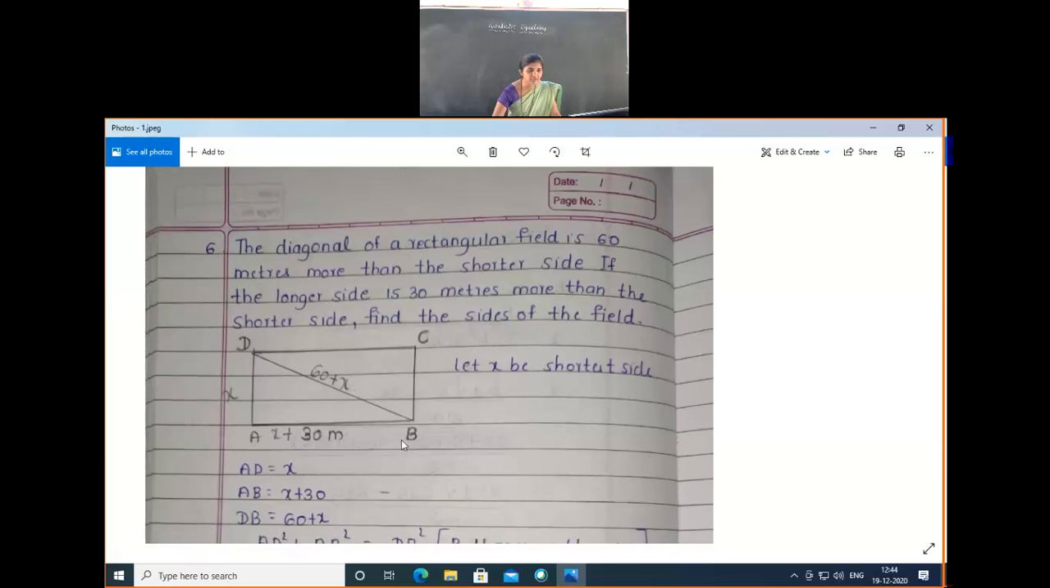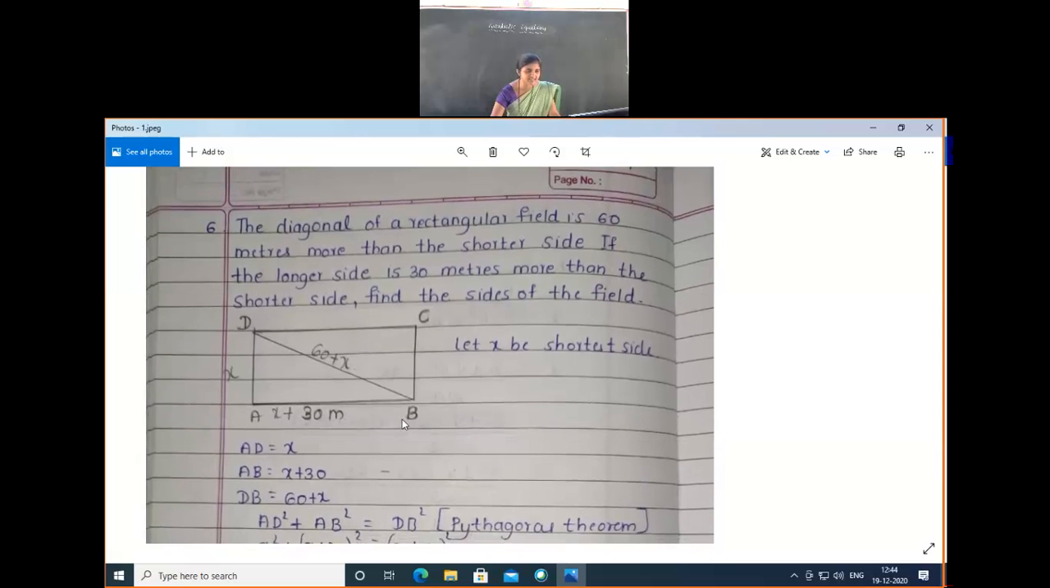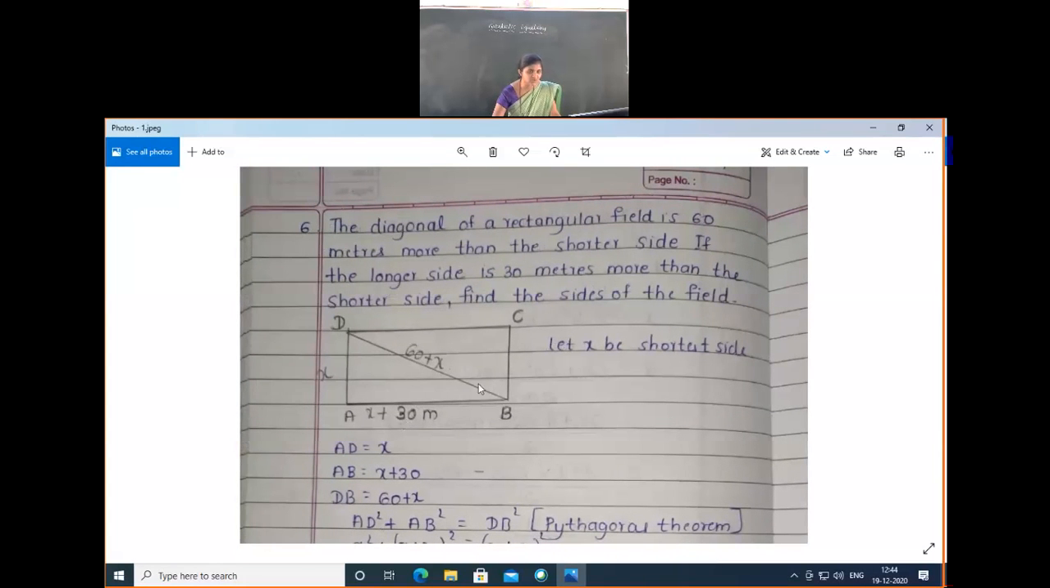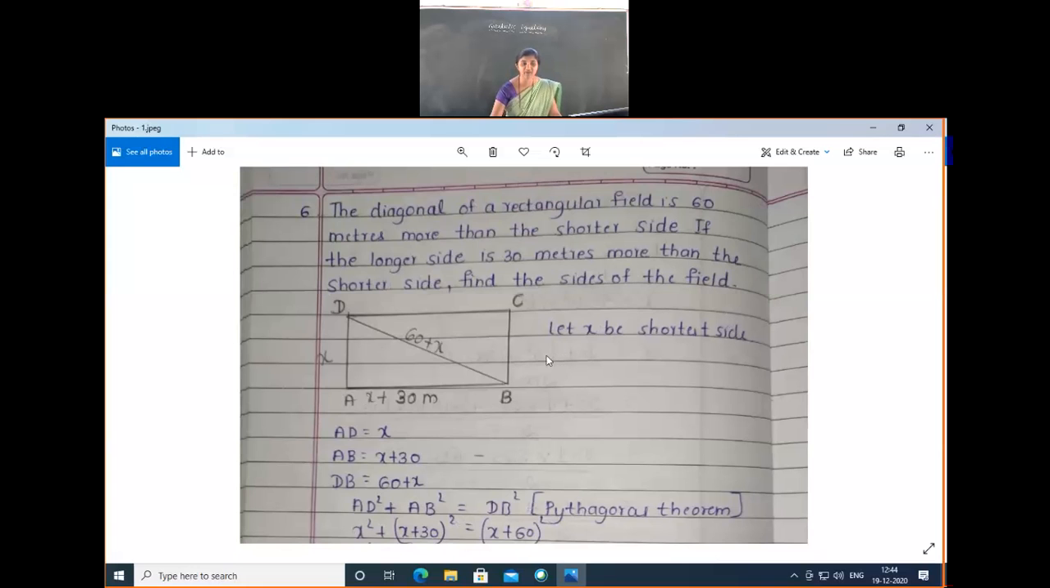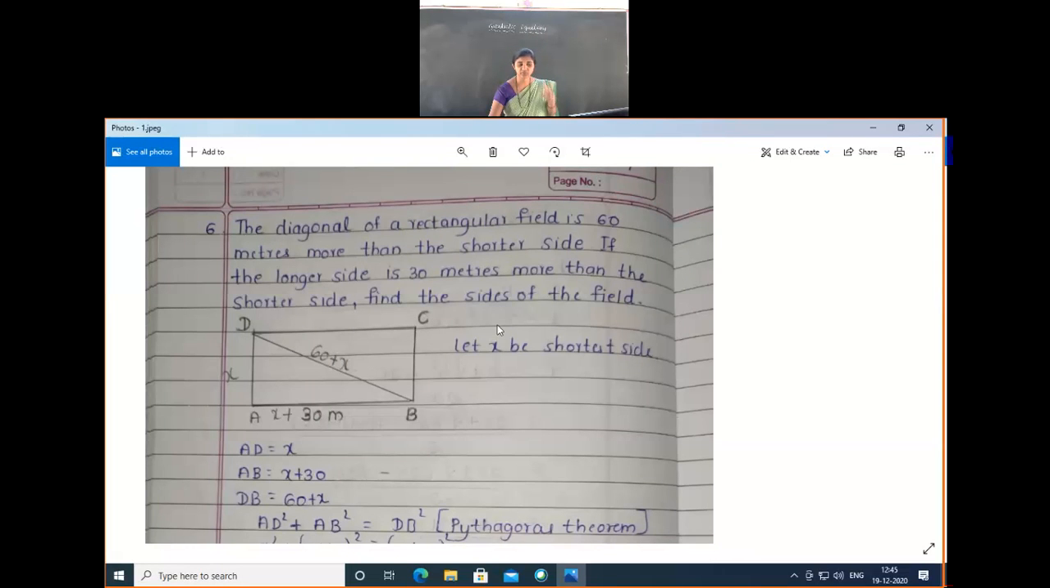The diagonal of a rectangular field is 60 meters more than the shorter side. Let us try to understand the first statement. Diagonal of a rectangular field, you all know diagonal. It is 60 meters more than the shorter side. If the longer side is 30 meters more than the shorter side, find the sides of the field.